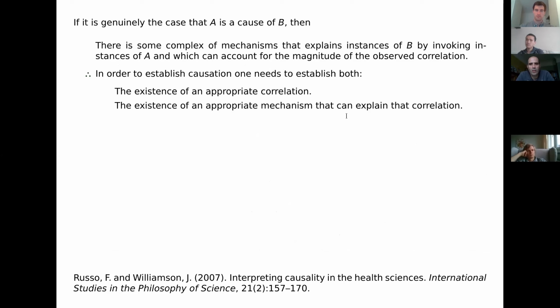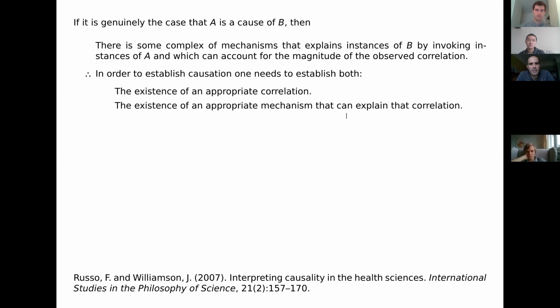Well, one view is that if it's genuinely the case that A is a cause of B, then there's got to be some complex of mechanisms that explains instances of B by invoking instances of A, and that can account for the magnitude of the observed correlation. So this is what's distinctive about causality, that you have some underlying complex of mechanisms that gives rise to the causal relationship, and you don't have this underlying complex in the case of various sorts of bias and confounding and so on.